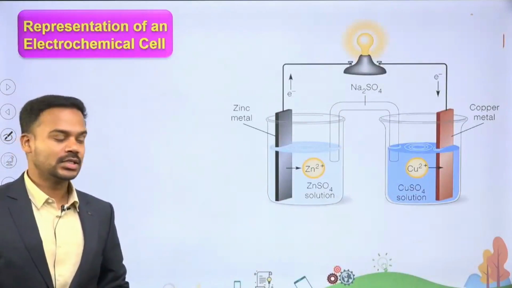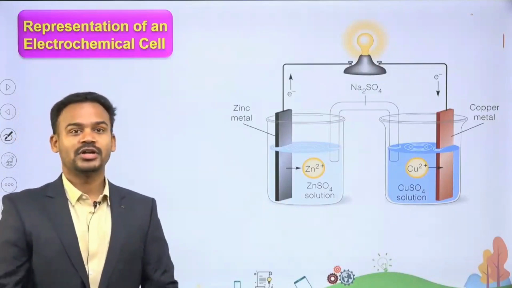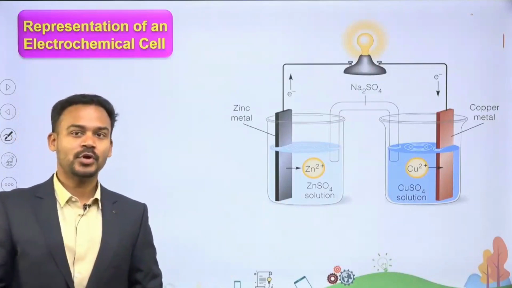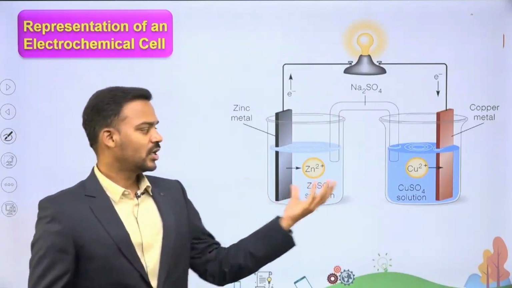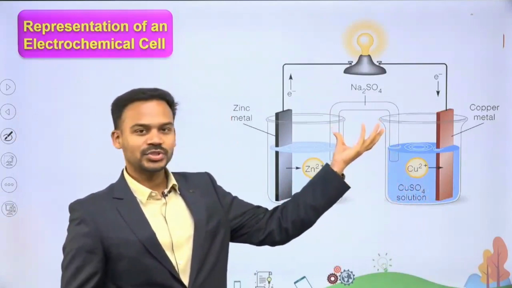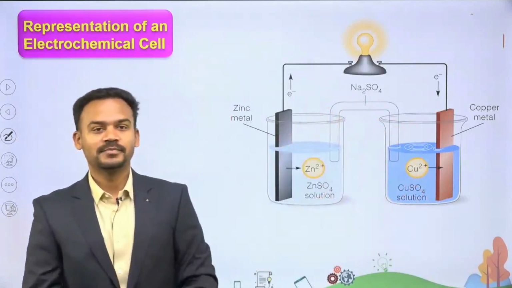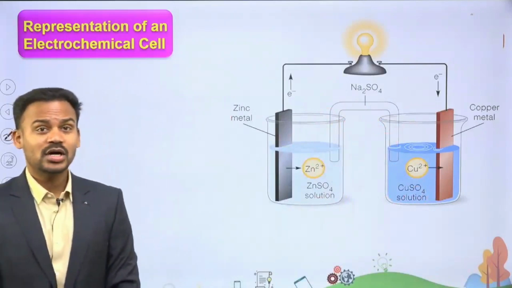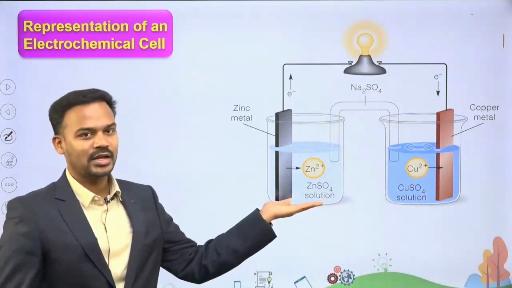Okay, now we have learned what a galvanic cell is and what its components are. We know the three important components: the oxidation half cell, the reduction half cell, and the salt bridge. So these are the three important components of your cell. Whenever we talk about an electrochemical cell or a voltaic cell, this is how we show it with a diagram.